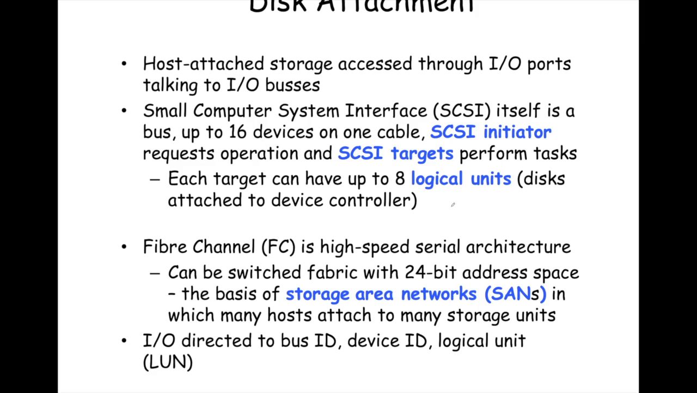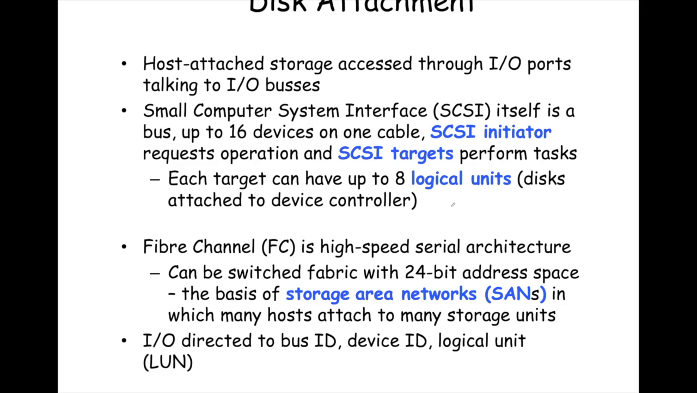And so SCSI was a bus standard, and you could connect up to a bunch of devices, 16 of them, so-called daisy chained together. And you had one component, which was the initiator, a SCSI initiator, and that requested operations. And you had targets, which were the devices, and you could perform tasks on them. And so each target could have up to 8 units, and these were the disks that were attached to the drive controllers. Supplanting SCSI was something called fiber channel, called fiber because of fiber optic communication.